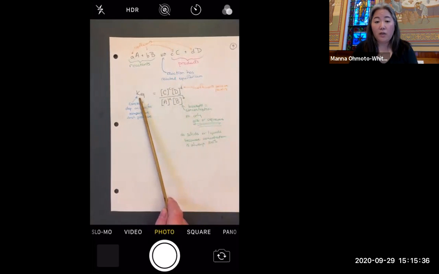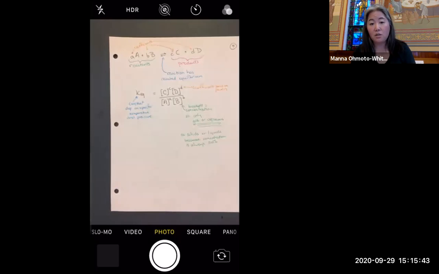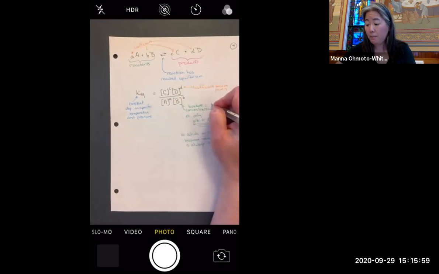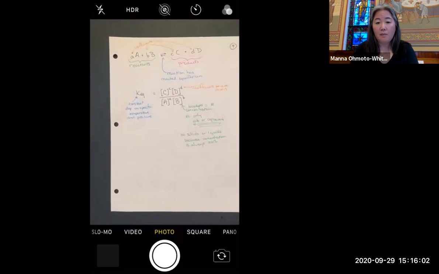My KEQ value, which is the constant that is dependent on a specific temperature and pressure and reaction, that numerical value is going to be equal to the concentration of my products over the concentration of my reactants. So just a reminder that brackets around something mean concentration of, and the concentration units are molarity, big M. And because it's concentration, it can only be a gas or an aqueous solution. Solids or liquids just have a 100% pure concentration all the time.